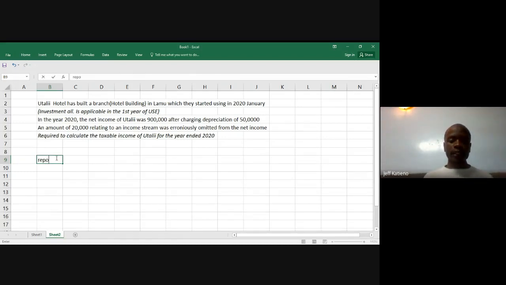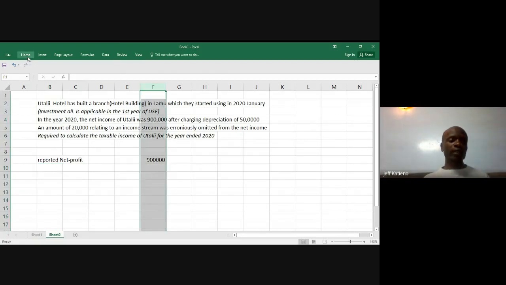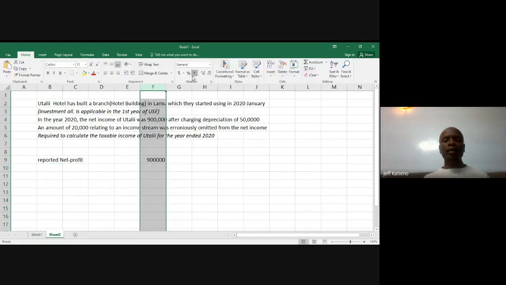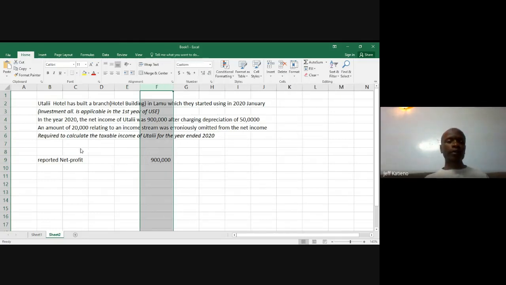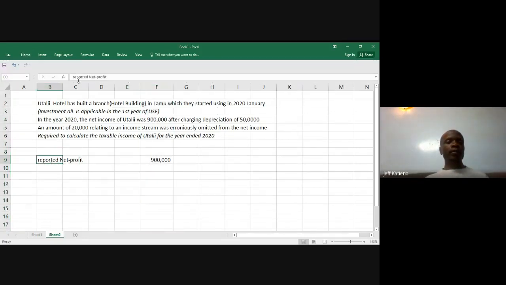So reported net profit, which is accounting profit, is how much? 900,000, right? So let me just put commas in this column so that it looks neat and tidy. Let me remove the decimals. So this is the reported net profit. So this is the accounting profit. So we don't just apply tax. There are things that we should adjust before applying tax.